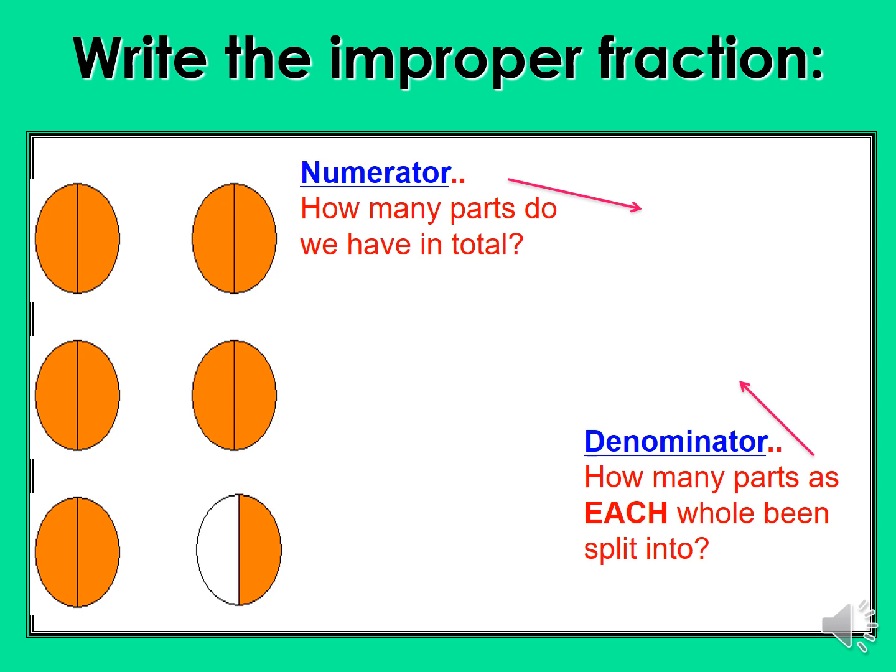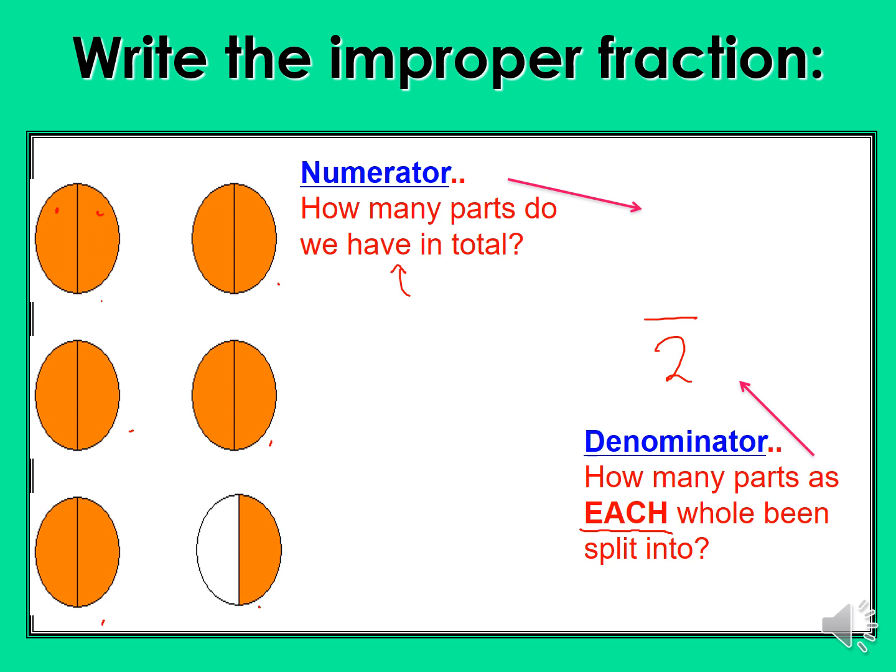So we've got 6 wholes there. We've got 1, 2, 3, 4, 5, 6. And how many parts has each of those been split into? So each of those has been split into 2 parts, 1, 2. So the denominator of our fraction, the bottom, is going to be 2, because each of those wholes has been split into 2.